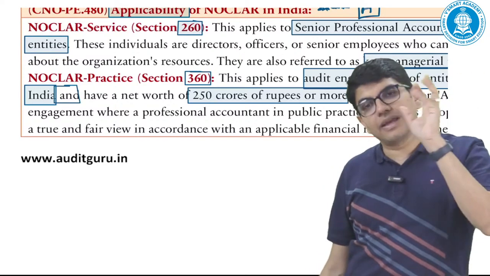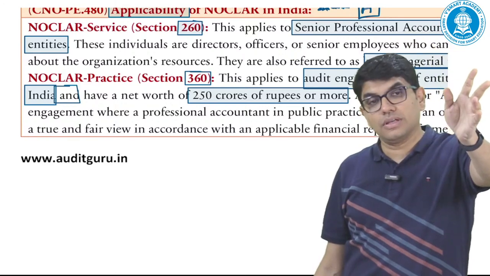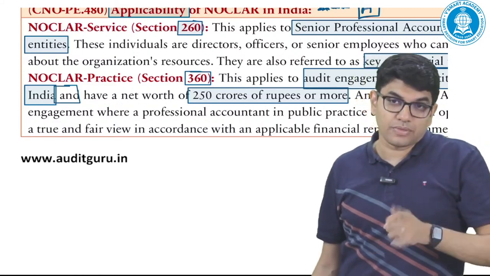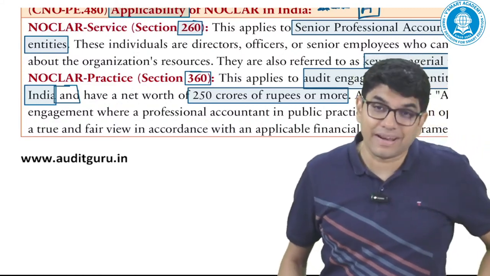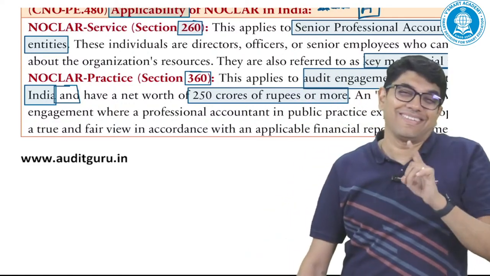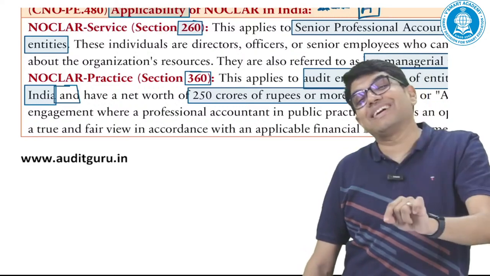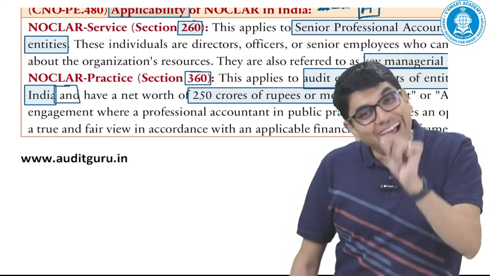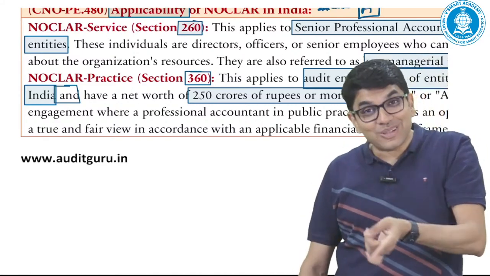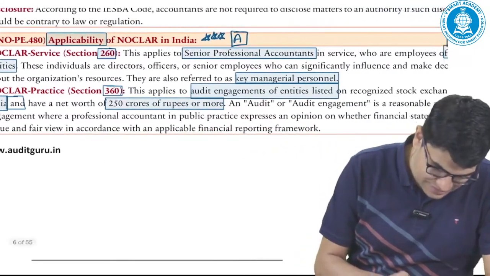In the context of big entities, if you're doing a job in a listed company and you're acting as a senior professional accountant, and if you're doing audit of a listed company with a net worth of 250 crores or more. Now this is very interesting. The word uses "and". So is it applicable to all the listed entities? No. It is not applicable to all the listed. Only those listed entities having a net worth of 250 crores or more. Okay. Be careful about this.